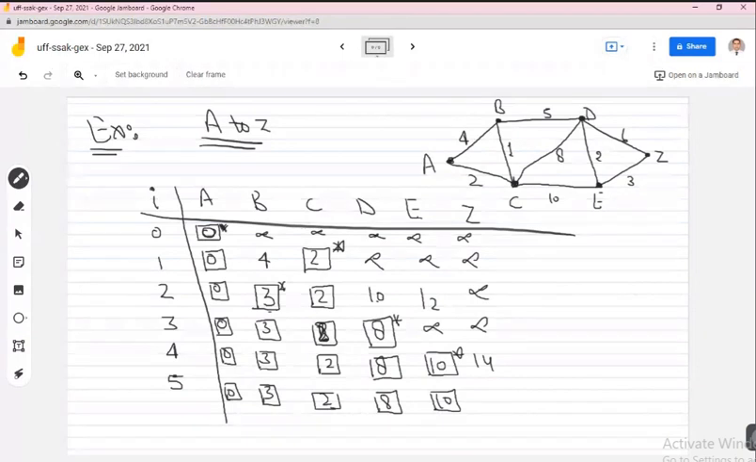Now, which are the nearest points of E? I have D, C, Z. But Z and C I have already taken as permanent levels. So I will add only D's 3. So it will be 10 plus 3, 13.